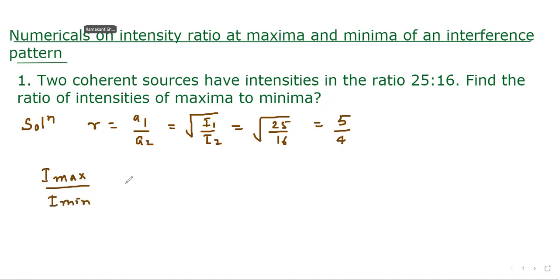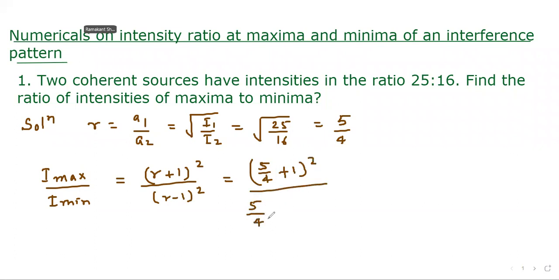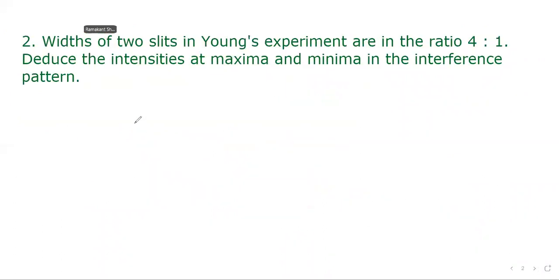And I max to I min is given by (R plus 1) whole square divided by (R minus 1) whole square. So this will become (5 upon 4 plus 1) whole square divided by (5 upon 4 minus 1) whole square. That will be equal to 9 square divided by 1 square, that is 81 upon 1. So ratio is 81:1.